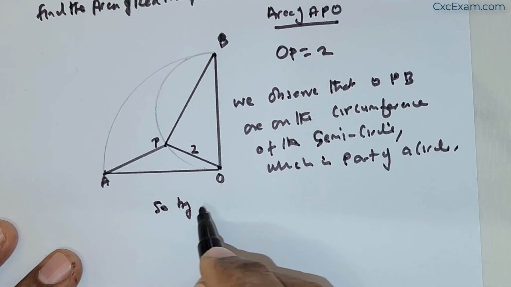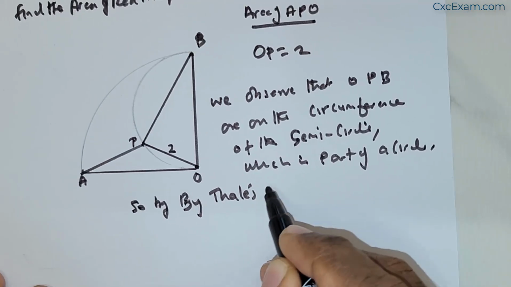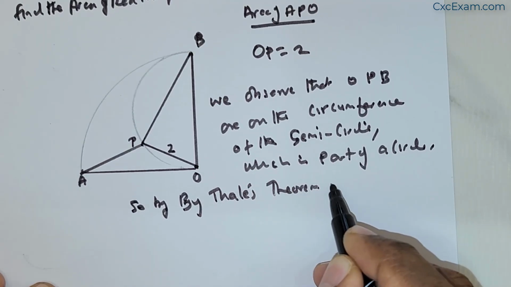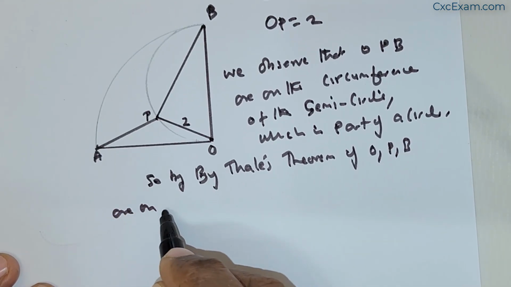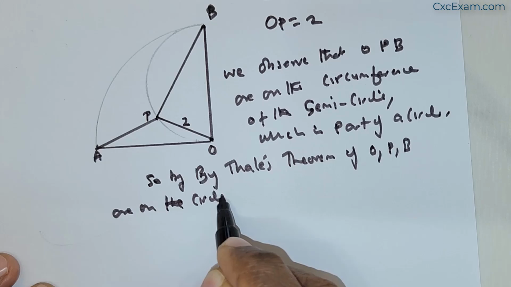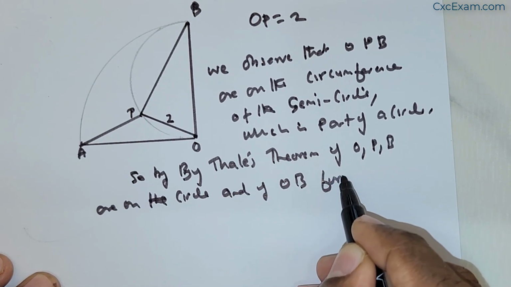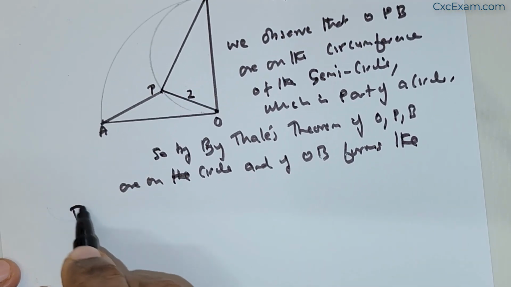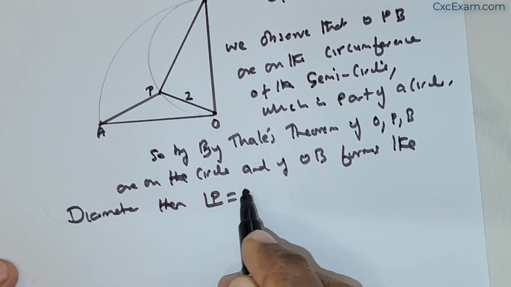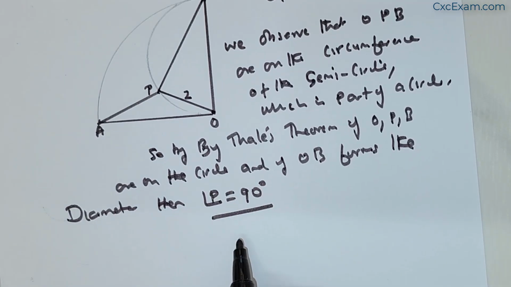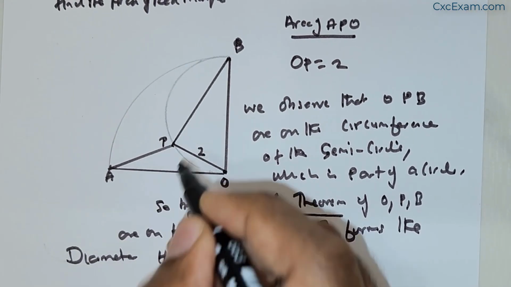So by Thales theorem, if O, P, B are on the circle and if OB forms the diameter, then the angle at P should be equal to 90 degrees. So this is the all important Thales theorem. So this angle is 90.